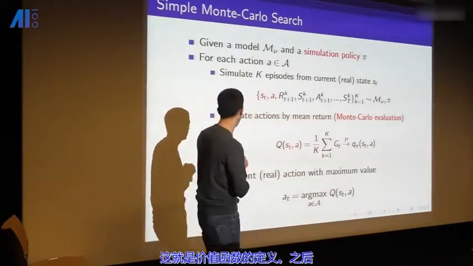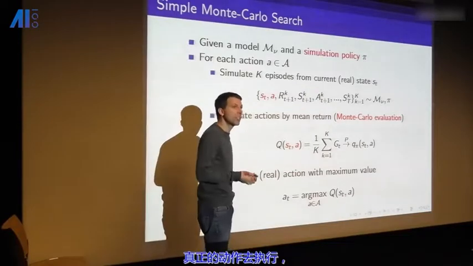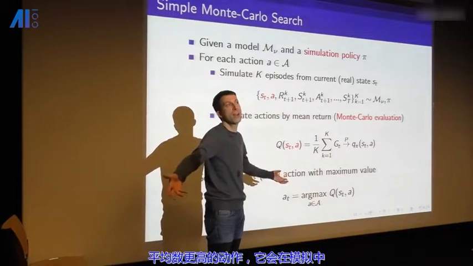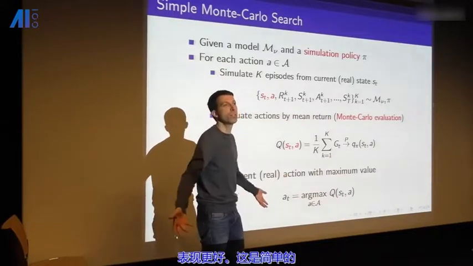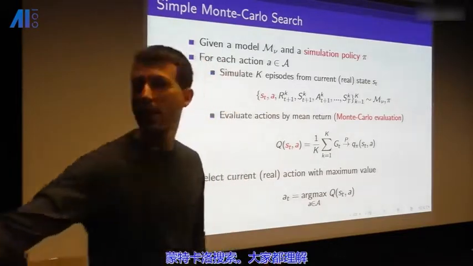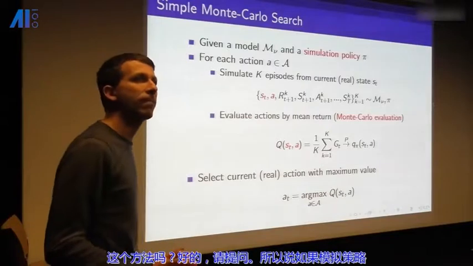And then all we do is we pick the real action to take. Now, do I go left or do I go right in the real world? Well, I just pick the one which had the higher mean, the one which did better in my simulations. That's the idea of simple Monte Carlo search. Is that clear? What's the method?